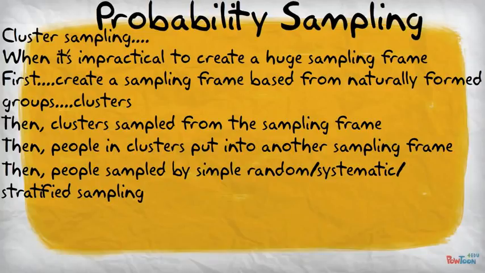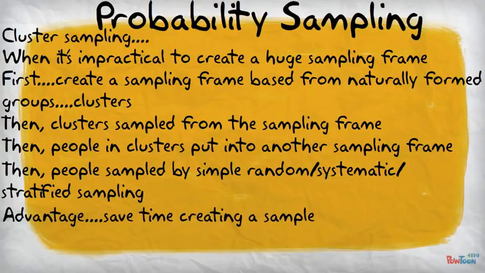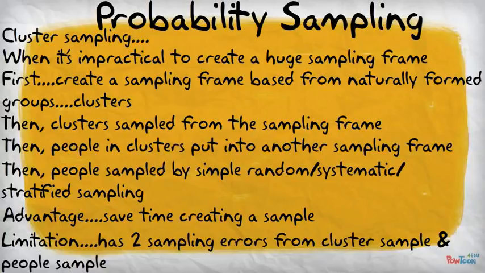So the advantage of cluster sampling is that it can save time creating a sample. The limitation, though, is that cluster sampling has 2 sampling errors. The first is from the sample of clusters, and then the second comes from the sample of people within those clusters. So we're doing two different samples. That's why we have 2 different sampling errors.